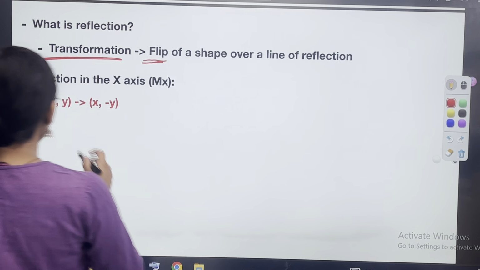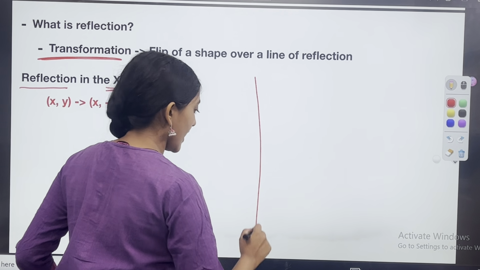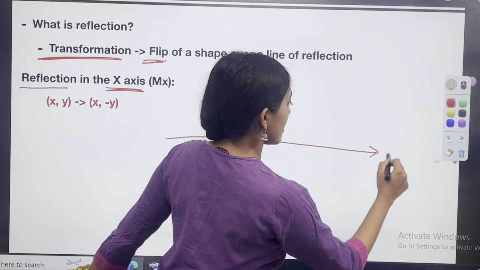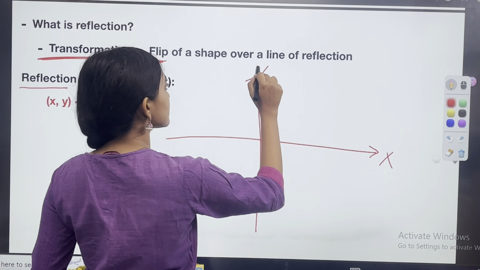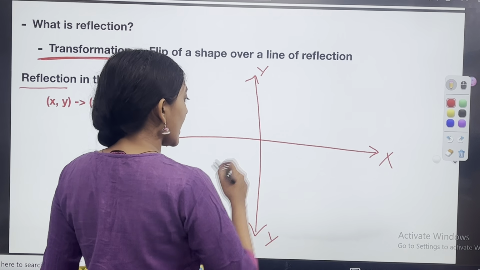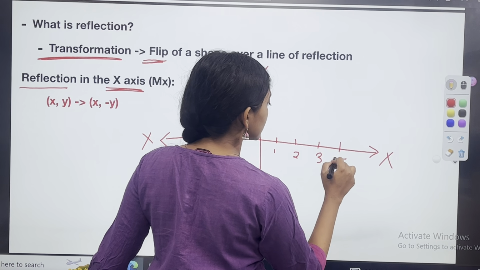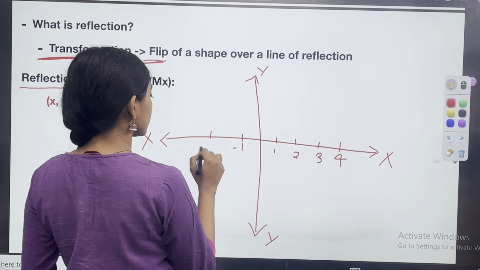Okay, so what happens if the reflection is in the x-axis? What does this mean? I have an x-axis, I have a y-axis, correct? Correct. Let's just put some points here, some numbers here.